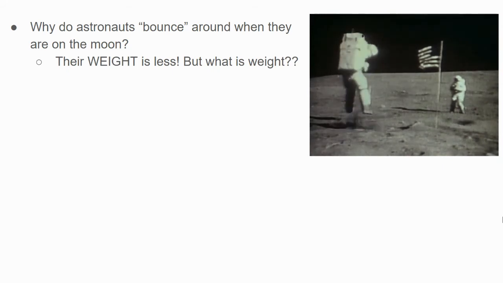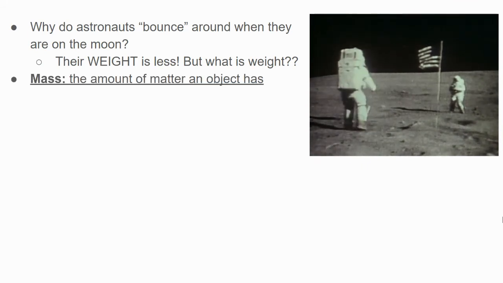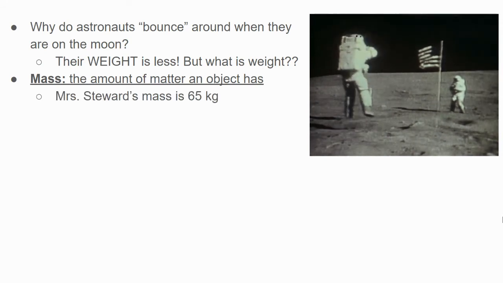Well, the reason for this is that their weight is less. But what is this term weight? Well, mass, remember, is the amount of matter an object has, like the amount of atoms in your body, what your body is actually made up of. For example, my mass is about 65 kilograms.